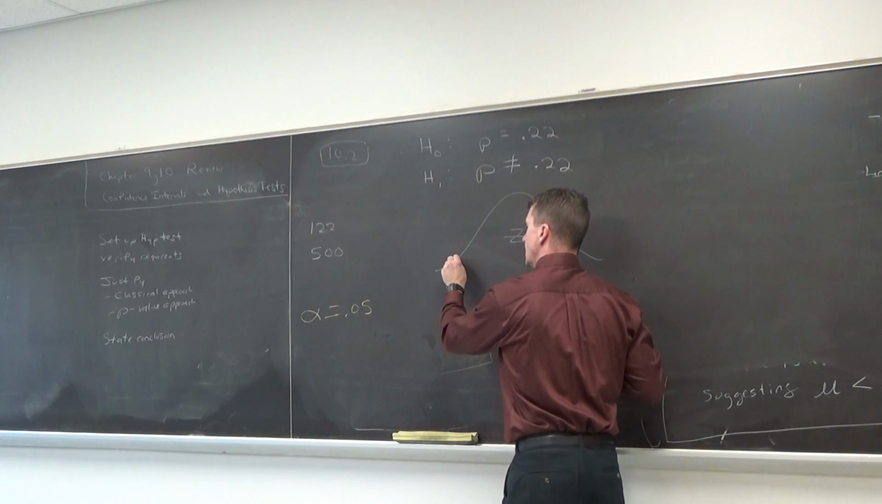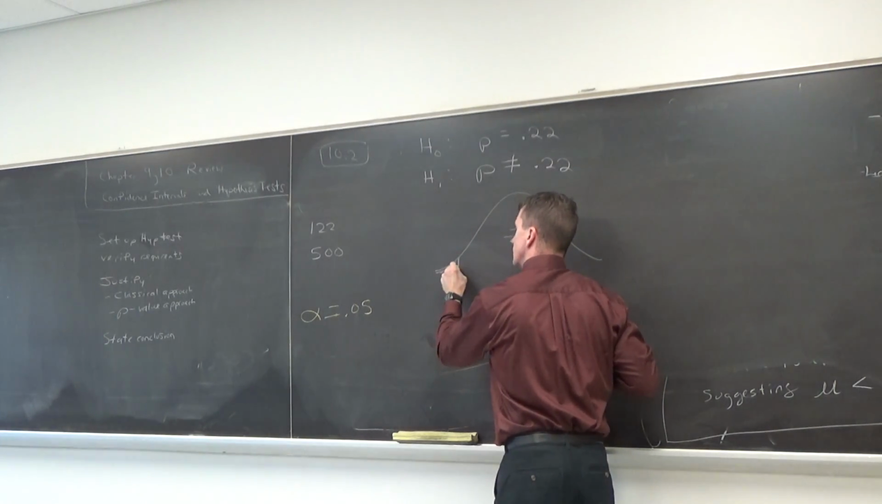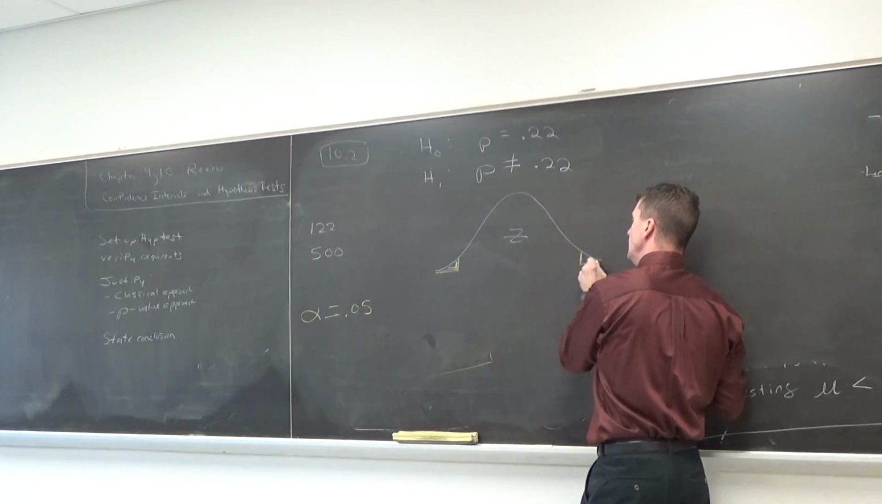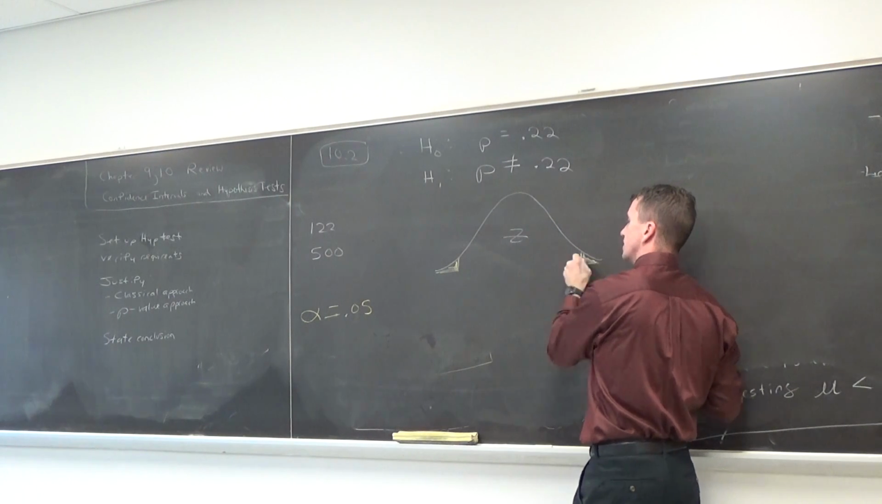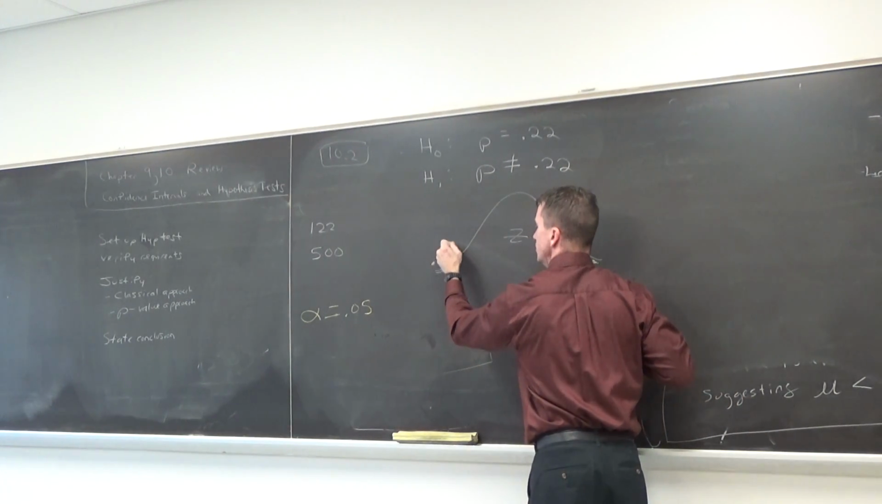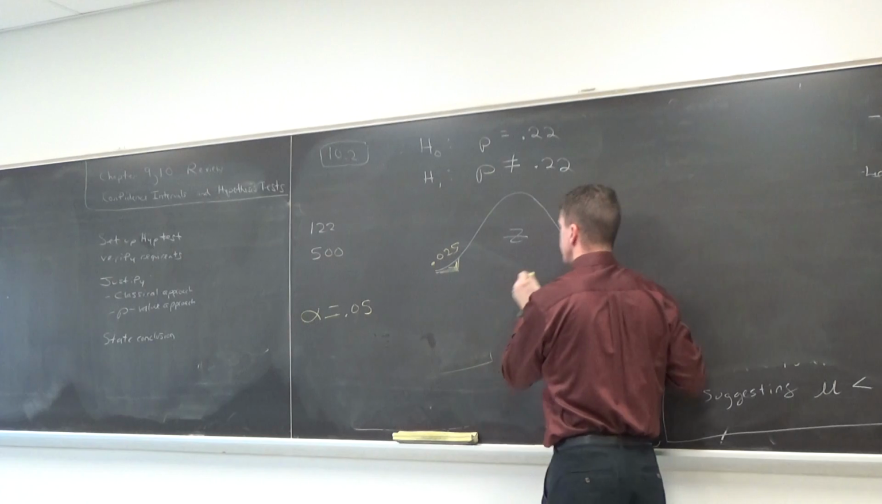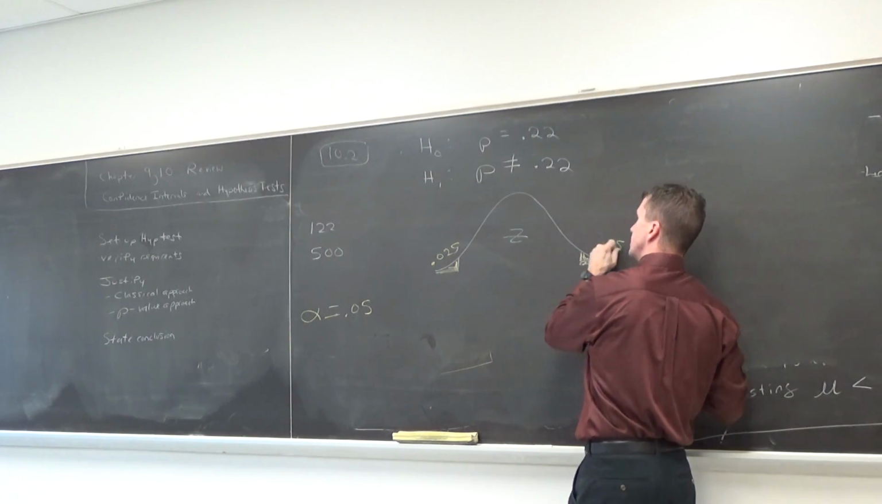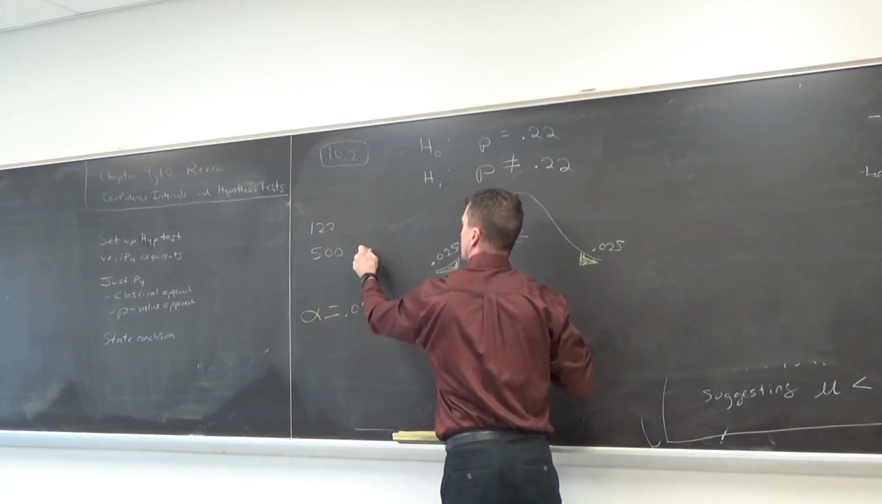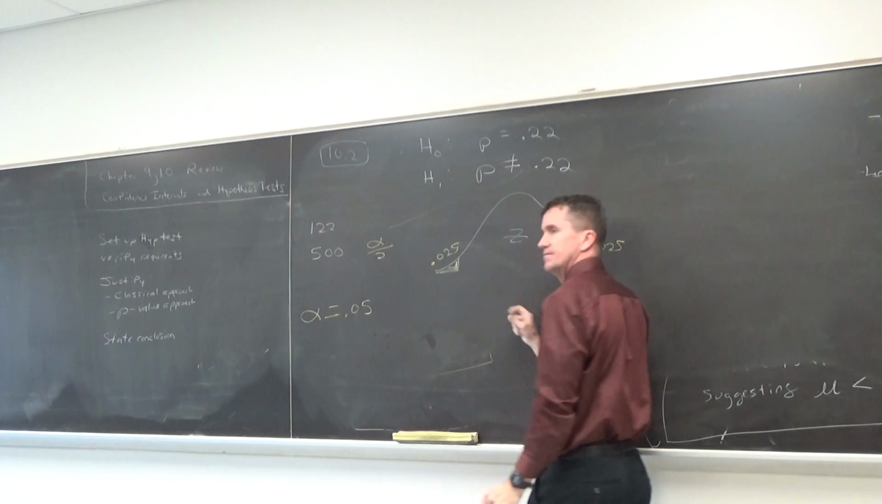Both sides. So do I shade 5% here? No, 2.5. What is half of 5%? 0.025. And all you did was cut this in two, right? Right. Are you okay with that? Because of this, what are they doing? They're thinking alpha level divided by 2.